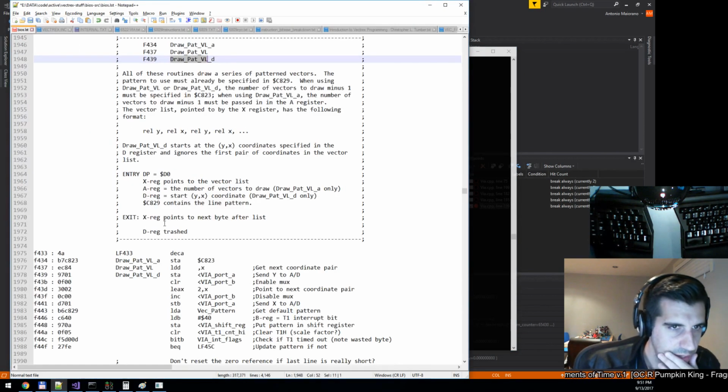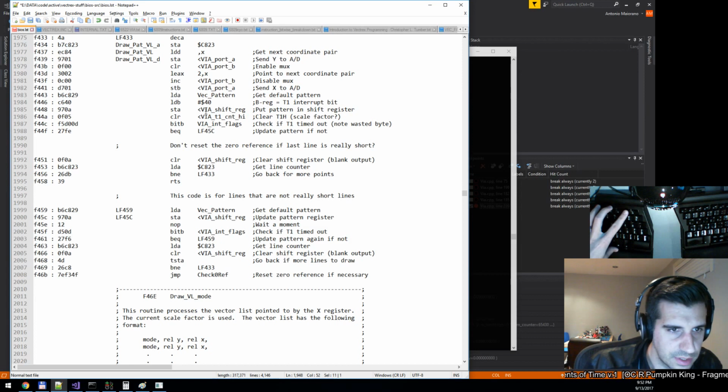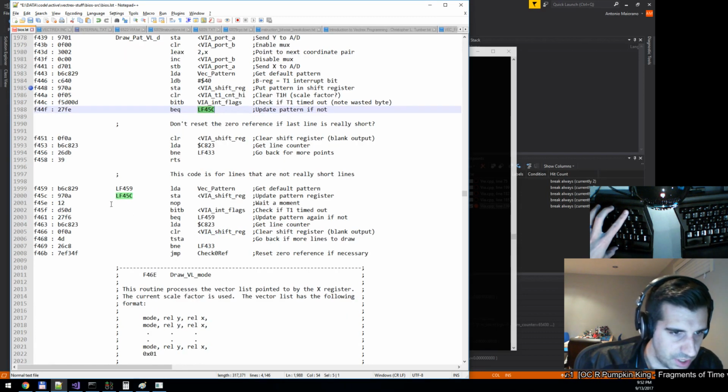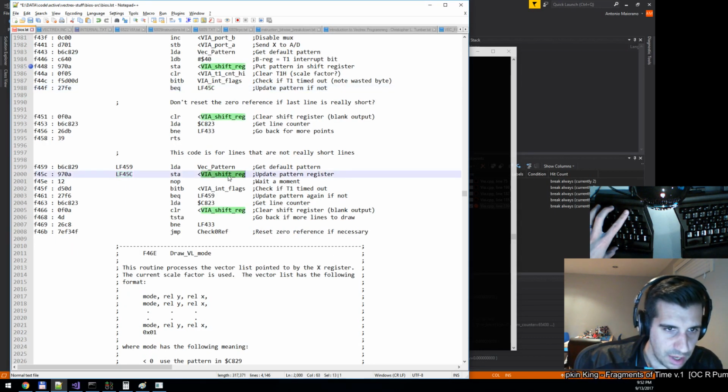Next, we've set our shift. So we just did this here. Next, clear the timer. So this here is supposed to start the timer. Check if it's timed out, and if not, interestingly, it jumps down here. Oh yeah, that's because of the pattern update. Normally we kind of do this infinite loop, I mean loop until the timer times out, but here they want to keep updating the pattern. So it'll actually jump down here, update pattern register. So store the pattern, wait a moment, check if timed out, update pattern again if not.